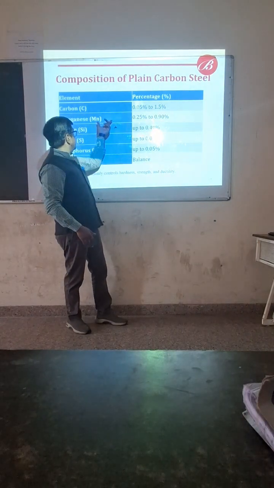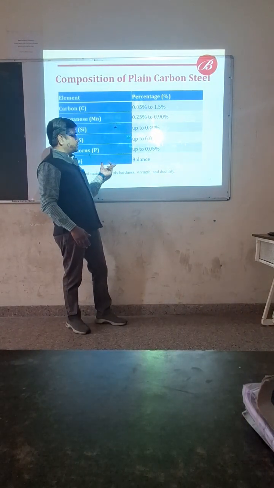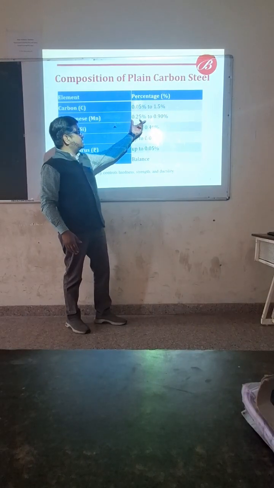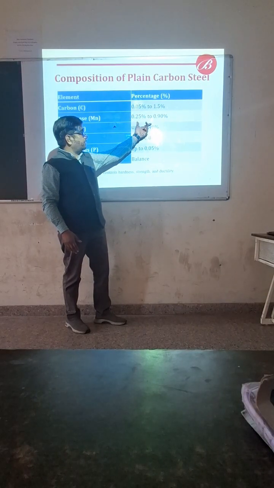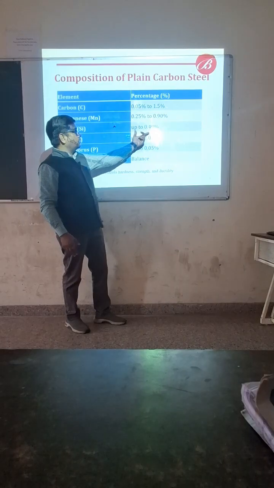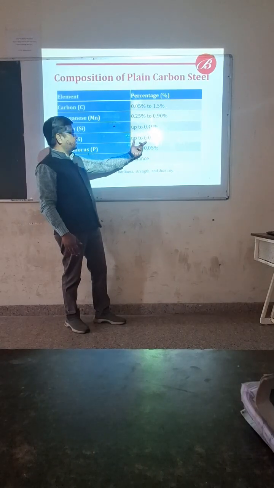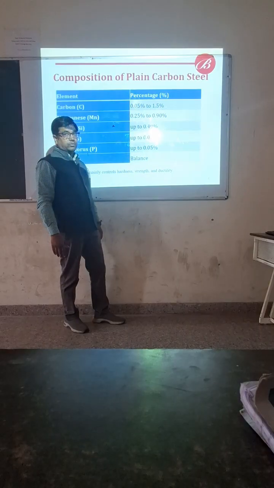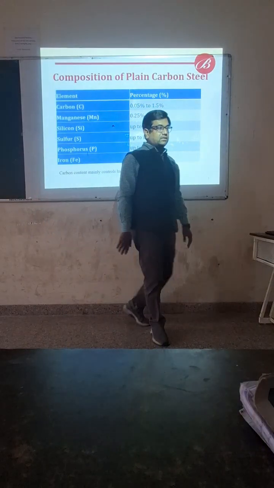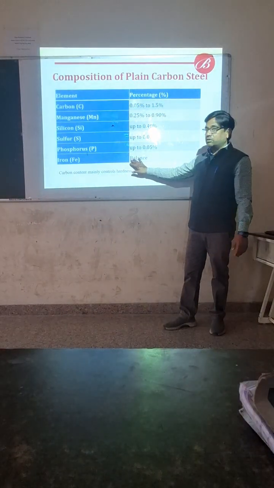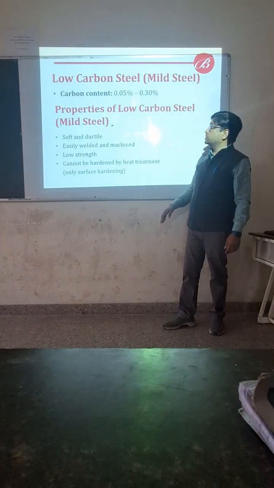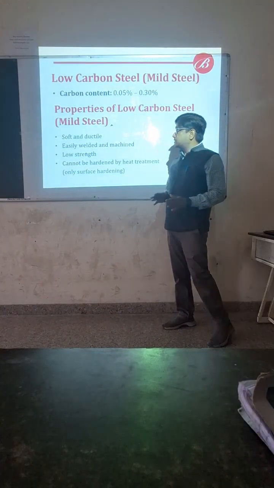Other alloying elements are manganese, silicon, sulfur and phosphorus, in different proportions. Manganese is 0.25 to 0.9%, silicon is up to 0.4%, sulfur is up to 0.05%, phosphorus is again up to 0.05%, and the rest is iron. So these are the alloying elements and composition of plain carbon steel.